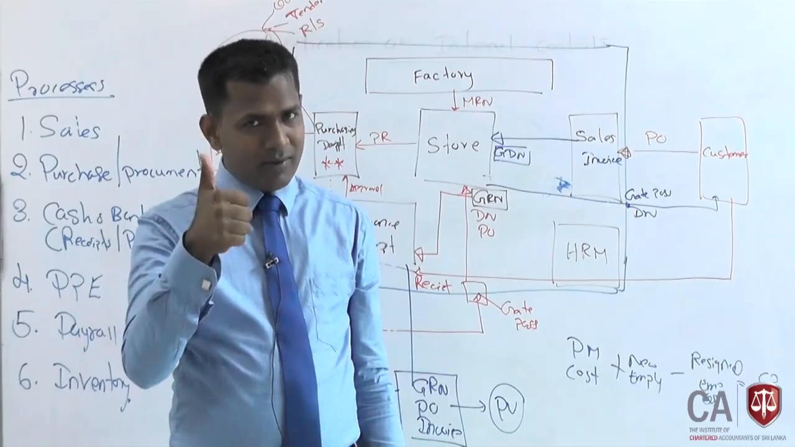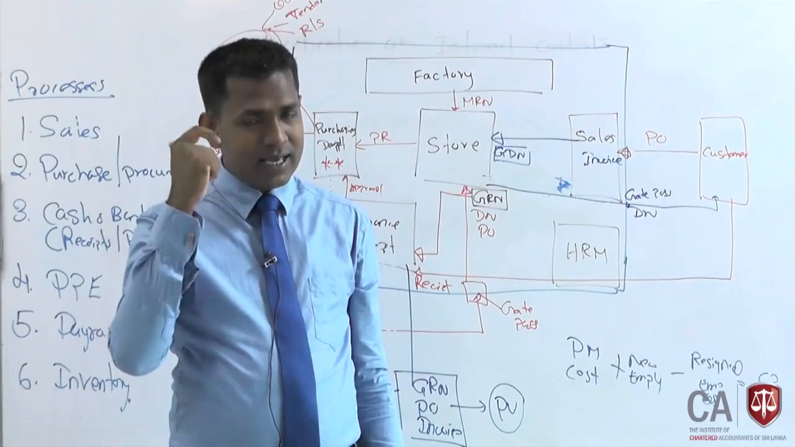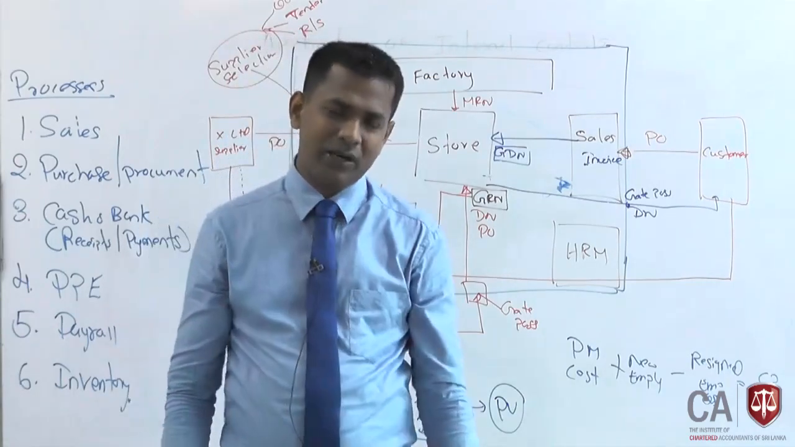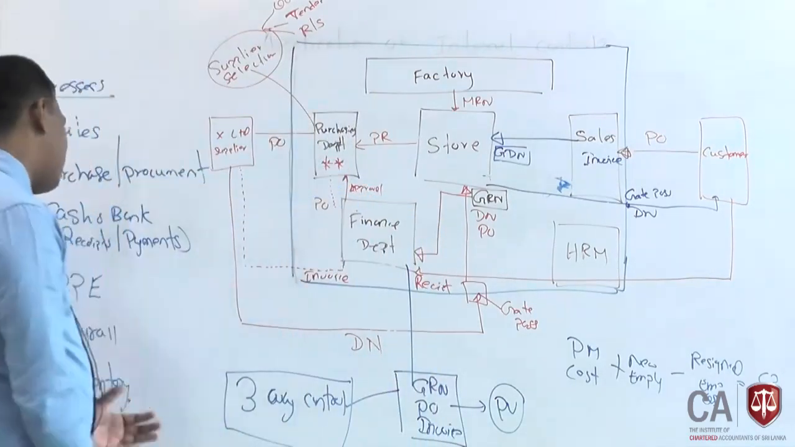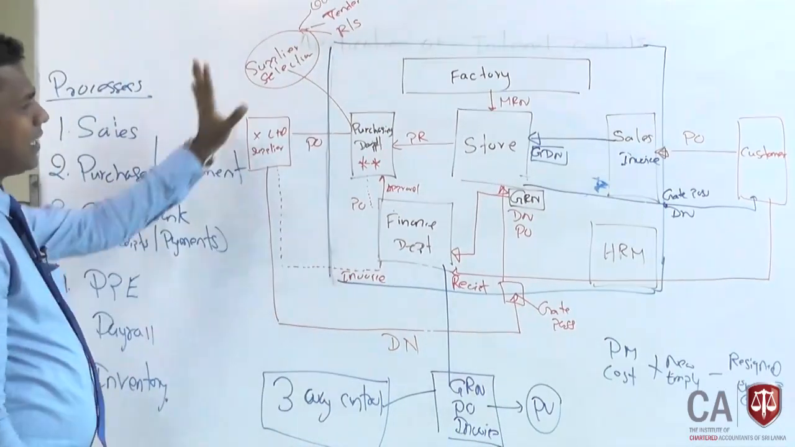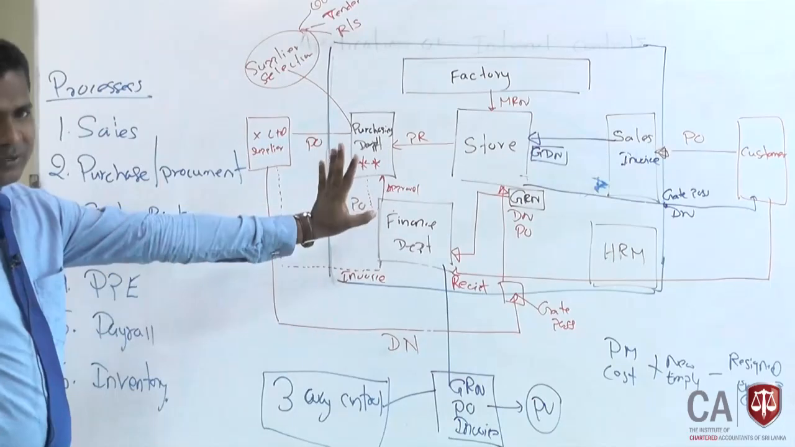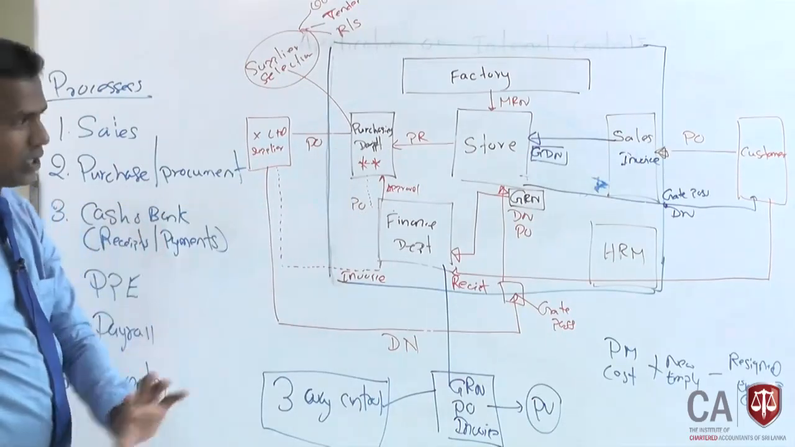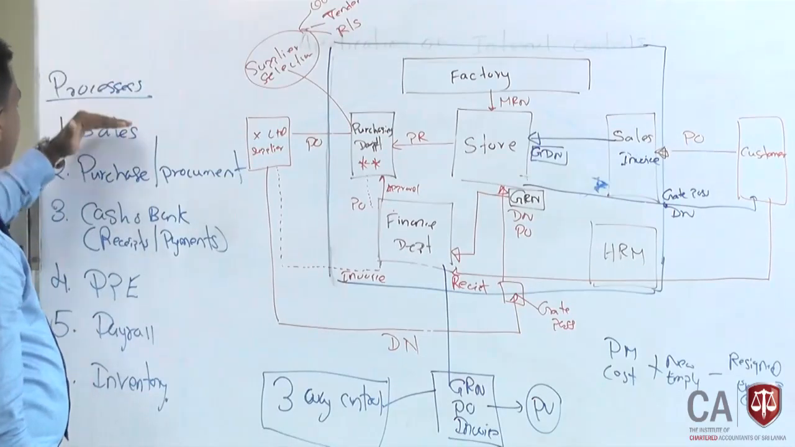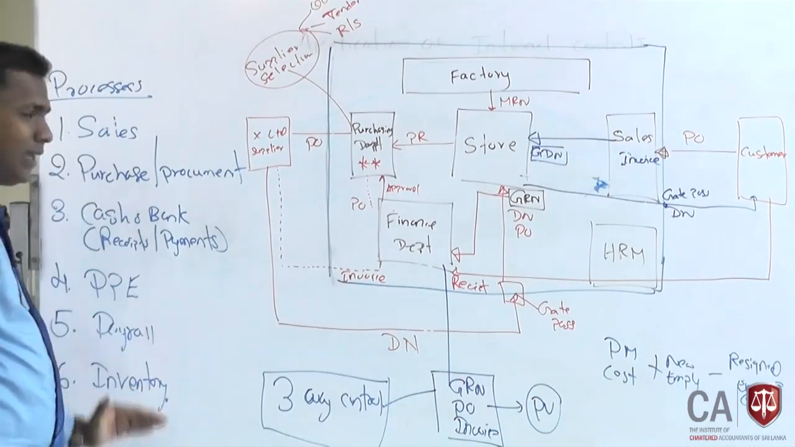What is that? Number 1, enhancing the efficiency, ensuring the reliability of financial statements, and compliance with the laws and regulations. So in terms of this, I just gave you a basic introduction to the internal control practical application, where what you need to do now is this. There are 6 processes: sales, purchase, cash, PP, payroll and the inventory.